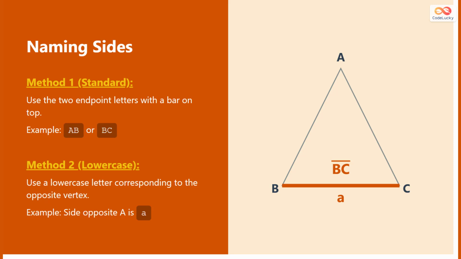Naming sides can be done in 2 ways. The most common way is to name the 2 endpoints with a bar over them, like side AB. Alternatively, you can use a lowercase letter that matches the opposite vertex. So, the side opposite angle A is called side little a.